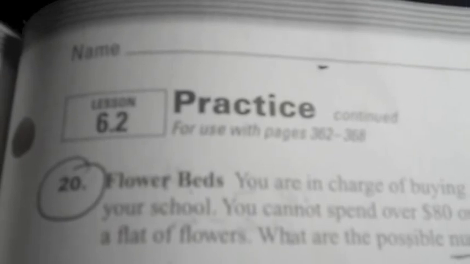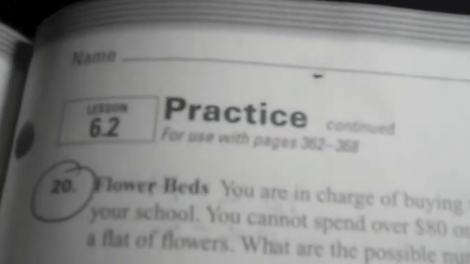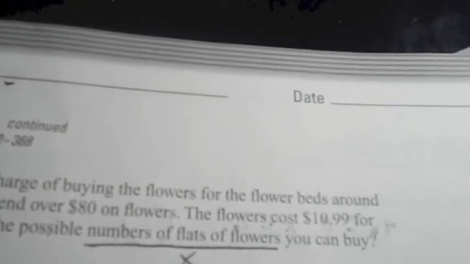Okay. So number 20 on section 6.2 says, you are in charge of buying the flowers for the flower beds around your school. You cannot spend over $80 on flowers. The flowers cost $10.99 for a flat of flowers. What are the possible numbers of flats of flowers you can buy?